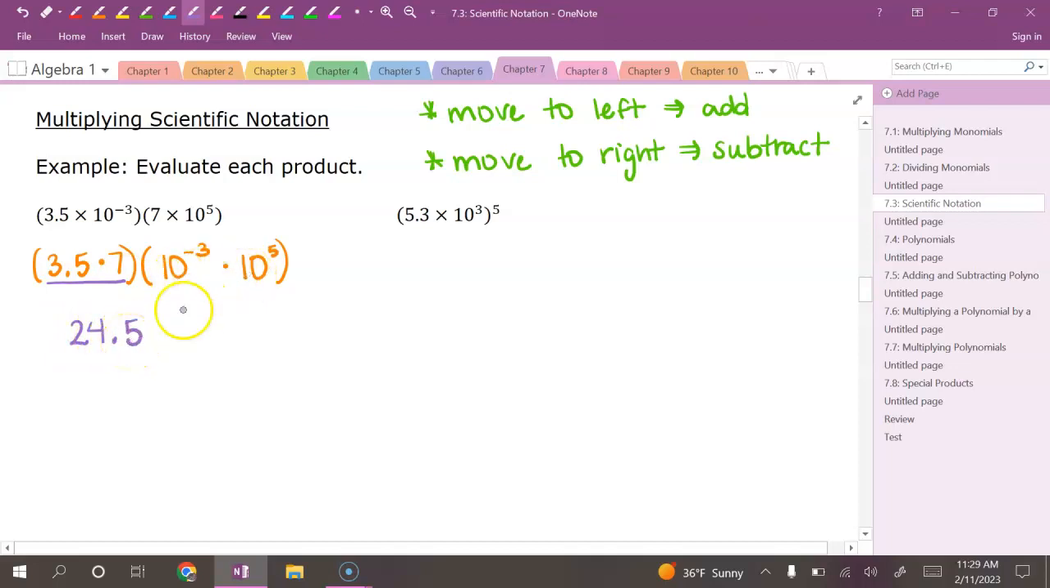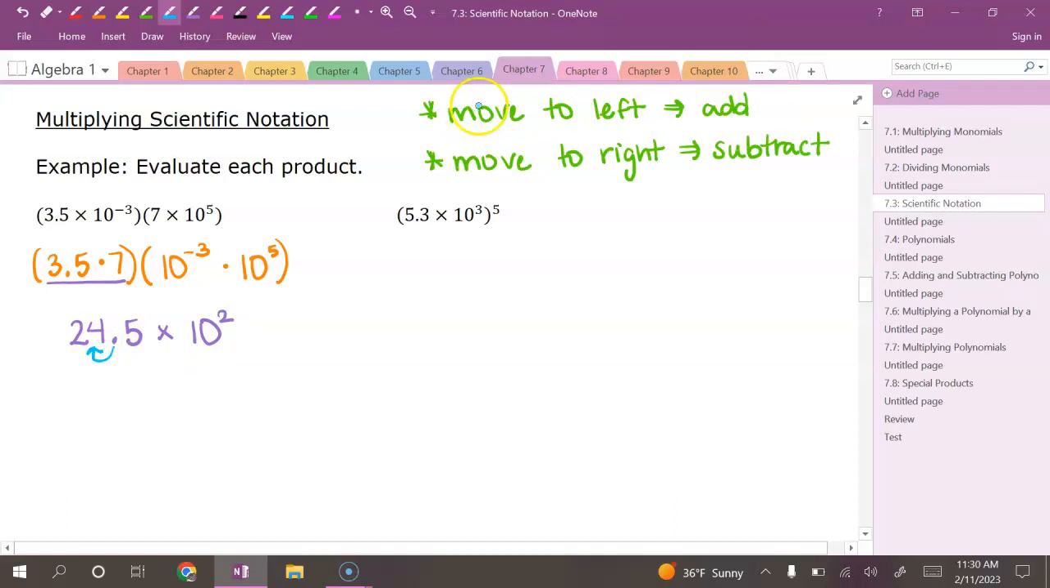And then for my 10s, so times 10 here, the negative 3 and the 5, you're going to end up adding because we are multiplying. So back in section 1 we talked about multiplying monomials. With those exponents you add. So negative 3 plus 5 would be 2. Now, this number is not yet in scientific notation, because remember the rules for scientific notation say that the decimal needs to be after the first non-zero digit. So I still need to move this decimal one place to the left.